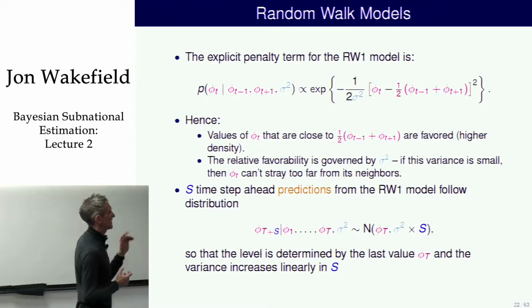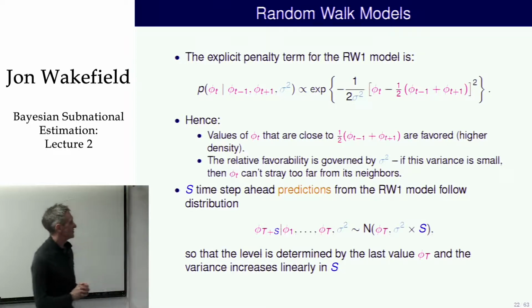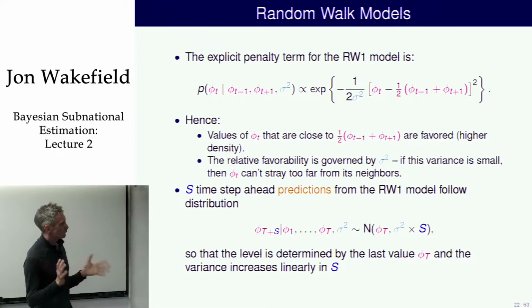As I just said, the values of phi 2 that are close to the mean are favored. And that favoring is relative to this sigma squared. So the strength of the penalization depends on sigma squared.